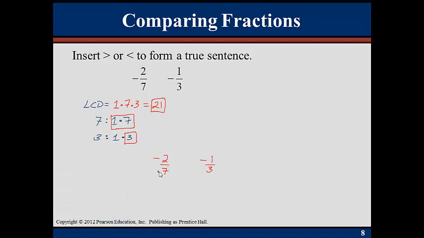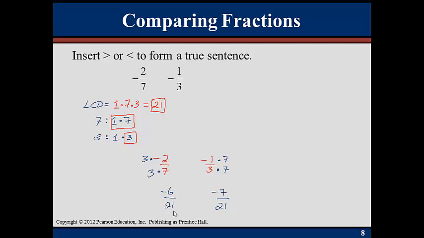Now we're going to rewrite each fraction by changing the denominator and the numerator. We can multiply 7 in the first denominator by 3 in order to make it 21, which means we also multiply the top number by 3. Multiply 3 in the second denominator by 7, and then the top number also we multiply by 7. So this will become negative 6 over 21, and this will become negative 7 over 21.